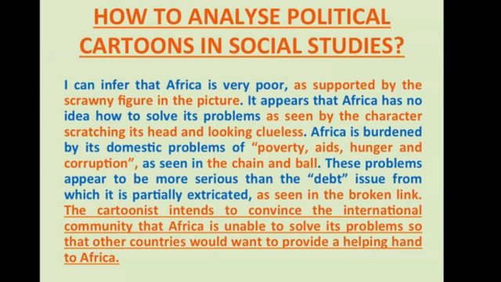Now, do not just stop here. A higher level answer will need you to focus more on the purpose of the cartoonist. So in this cartoon, you might say the cartoonist intends to convince the international community that Africa is unable to solve its problems, so that other countries will want to provide a helping hand to Africa. So that sums up the skills of analyzing political cartoons in this video.